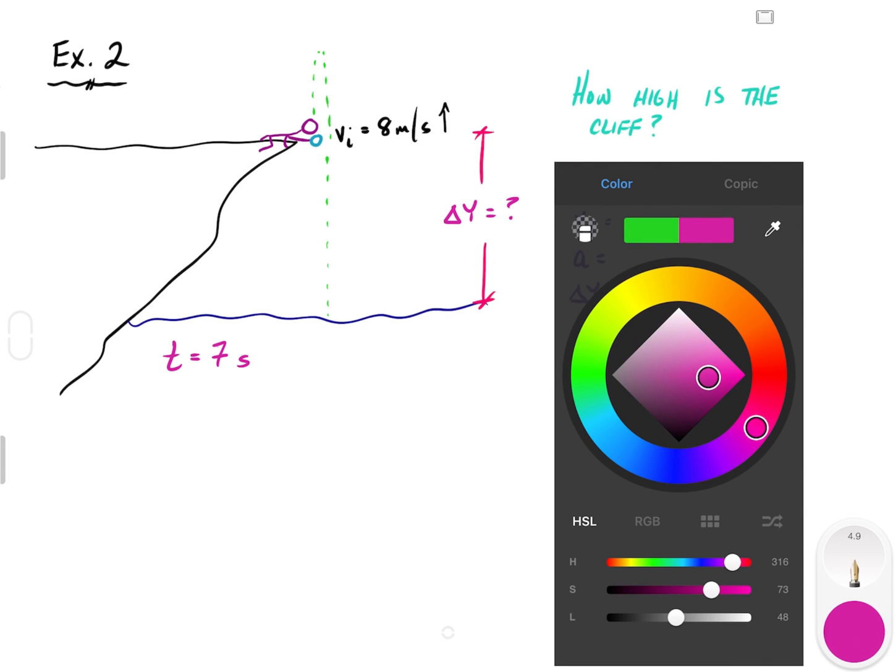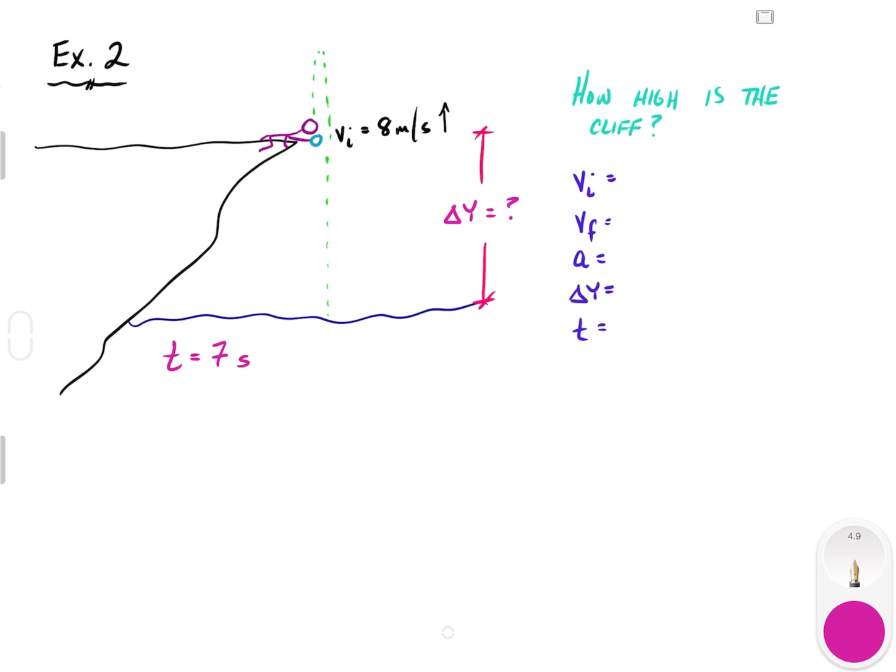So let's go ahead and plug in our values. Our initial velocity in this case is actually a positive 8. I'm going to assume that upwards is positive and downwards is negative. So we throw this upwards at positive 8. Final velocity we don't know. Again, that would be the velocity right here just before it hits the water. Probably going to be moving very fast, so we don't know what that is. This is still on Earth, so our acceleration is negative 9.81. Height of that is unknown, and the time is 7 seconds.